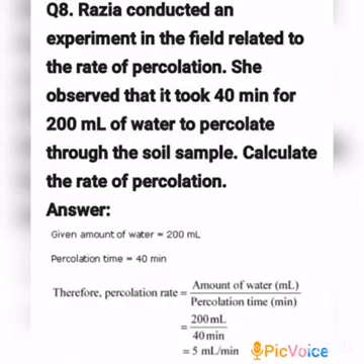Then question number 8, children. Razia conducted an experiment in the field related to the rate of percolation. She observed that it took 40 minutes for 200 ml of water to percolate through the soil sample. Calculate the rate of percolation.